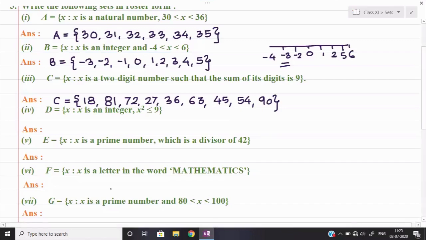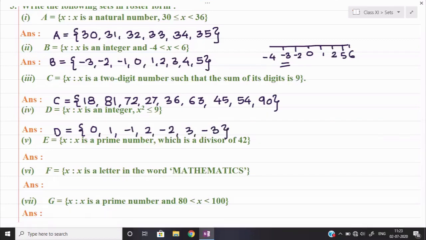So see, I am taking all the elements one by one. You check whether the values are correct or not. So D is equal to, first element I am taking here, 0. The square of 0 is 0, which is less than 9. Similarly, if I take 1, the square of 1 is again 1, which is less than 9. Minus 1 is also possible. Then 2, minus 2, similarly 3 and then minus 3, because we can go till the square is 9, but more than 9 is not possible. Therefore 4 and minus 4 will not be part of the elements of set D.